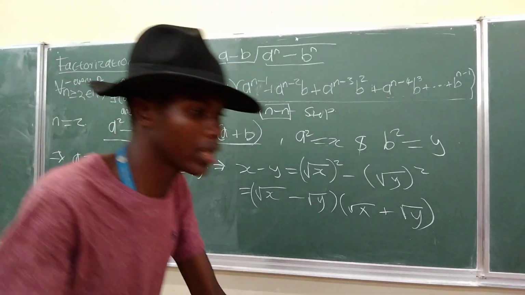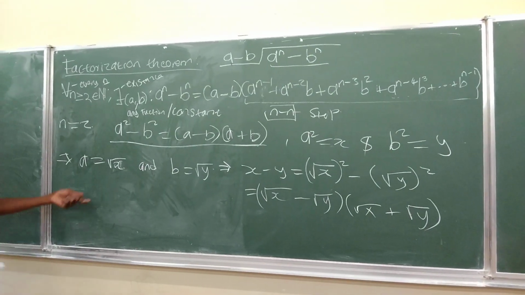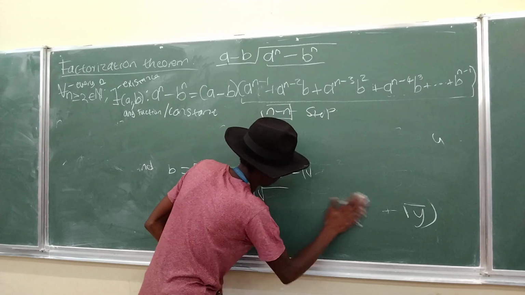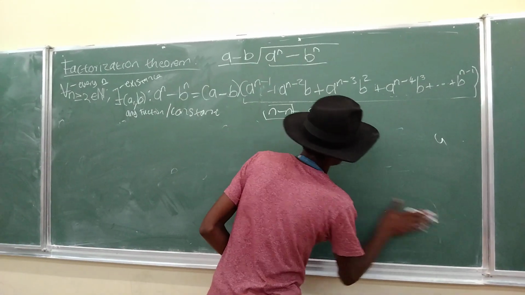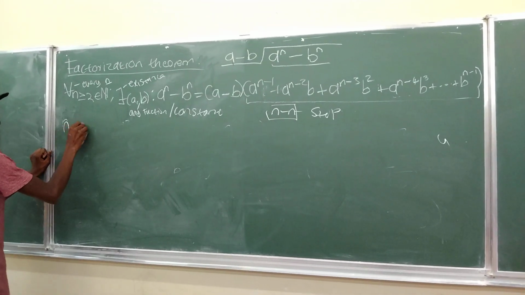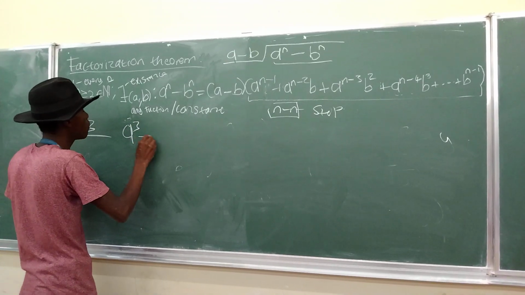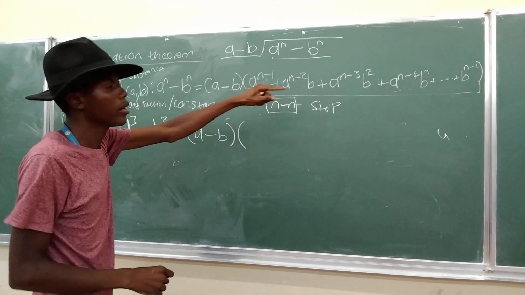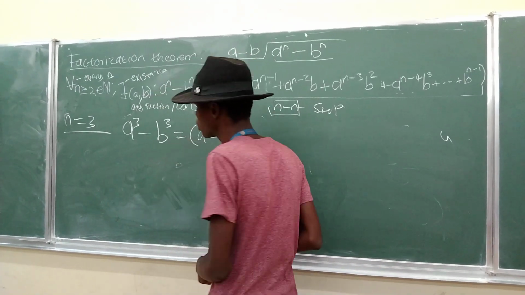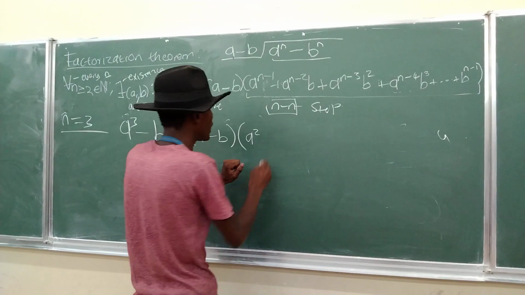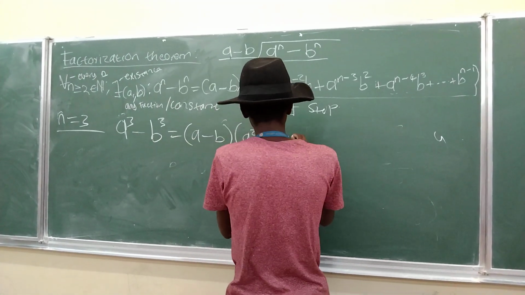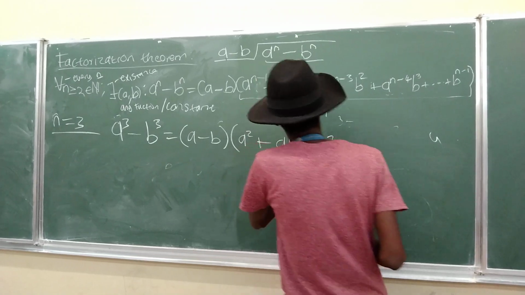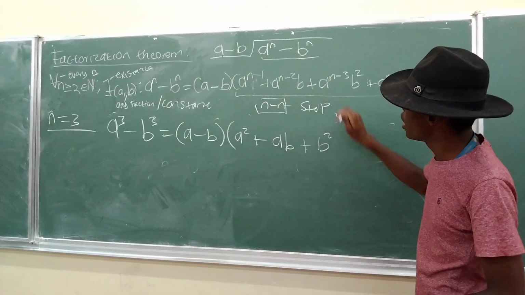So now let me erase this lot of space here to do for n equals 3. Then you understand. Okay, for our n being 3, we have a cubed minus b cubed, which is a minus b times the polynomial. 3 minus 1 is a squared. Remember, it is 0 plus 3 minus 2 is a multiplied by b, ab. At 3 minus 3, we stop. So this plus b squared, because at b squared for n equals 3, that's where our a is to the power 0.